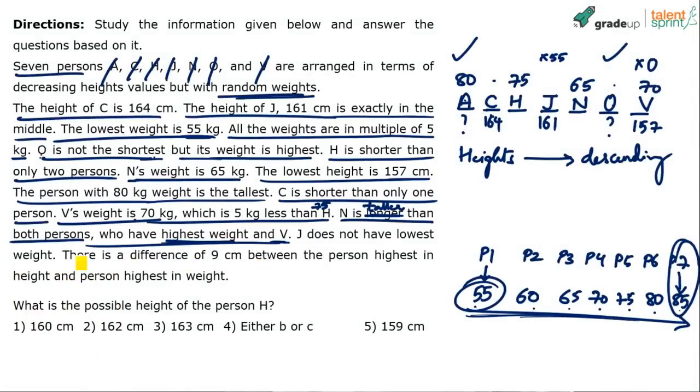Let me highlight. This last statement is of no use because he says the difference between the person highest in height and the person highest in weight is 9 centimeters. I know that the person highest in height is A. The person highest in weight is O. How did I decide that? He has given it here, right? O is highest in weight. So the height difference should be 9. But for me to fix their heights, I should know at least one of the heights. Both heights are not known to us, so nothing can be done about it.